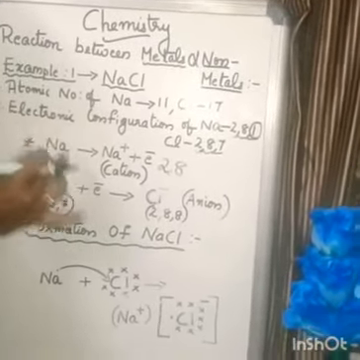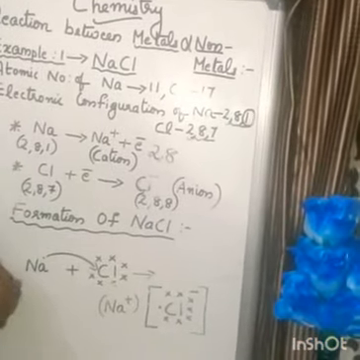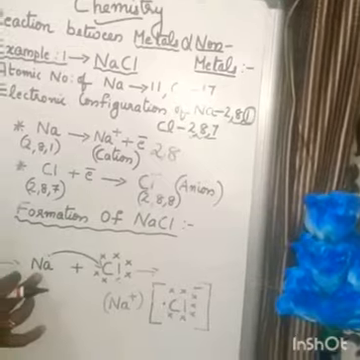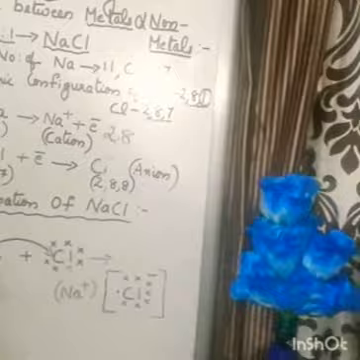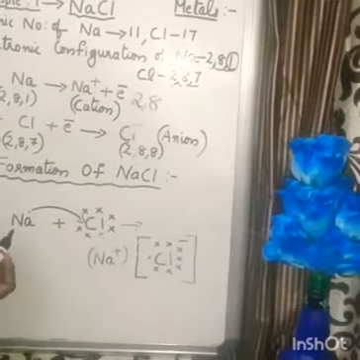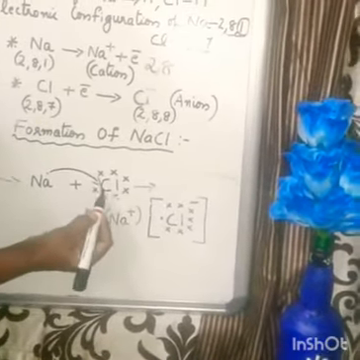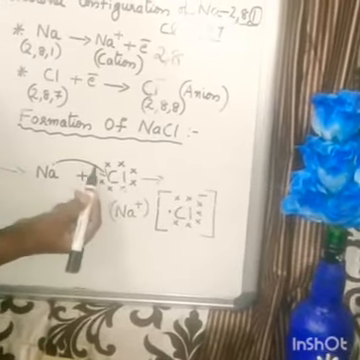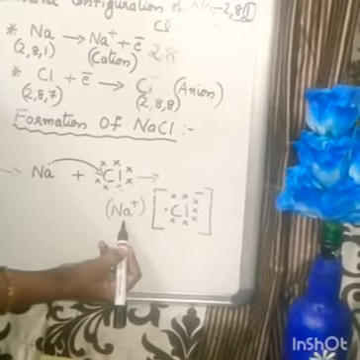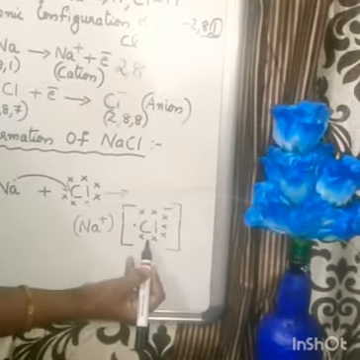Depending on this basis, compounds are formed. Finally, we can write this important equation. Only the last shell electrons should be noted in the equation. Sodium has 1 electron, and it loses that electron to chlorine. Chlorine has 7 electrons in its outermost shell, and it receives 1 electron from sodium. Sodium becomes a positively charged ion, chlorine becomes a negatively charged ion, and finally a compound is formed, that is NaCl.